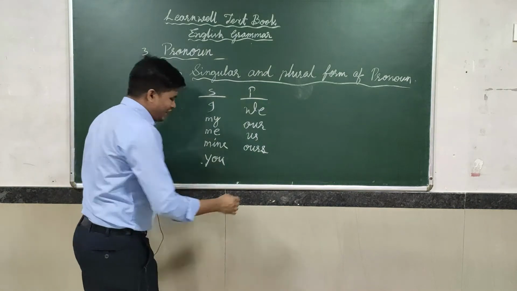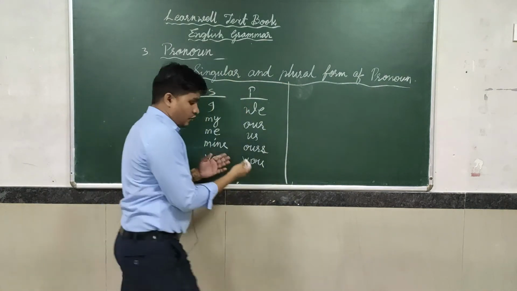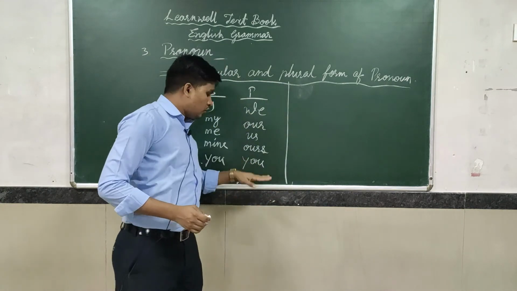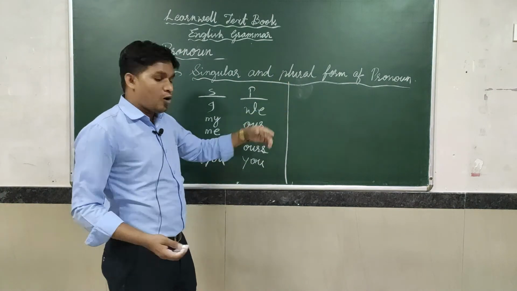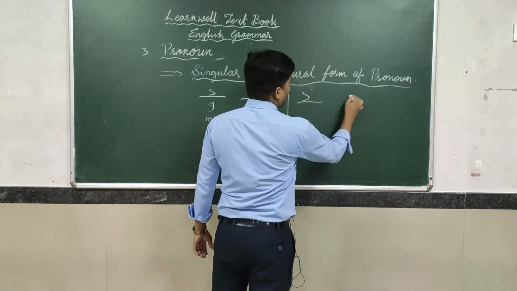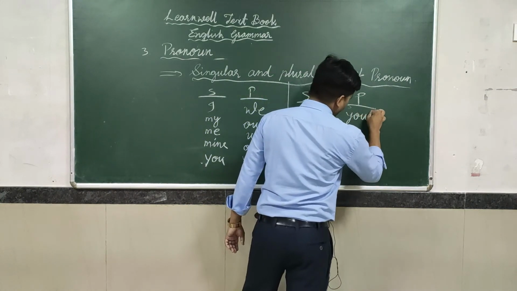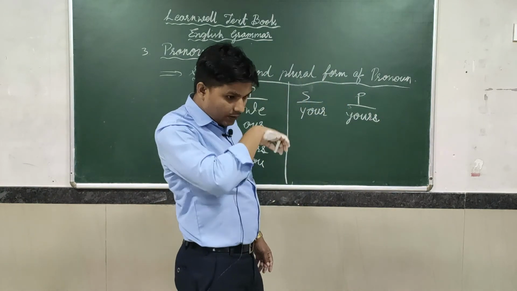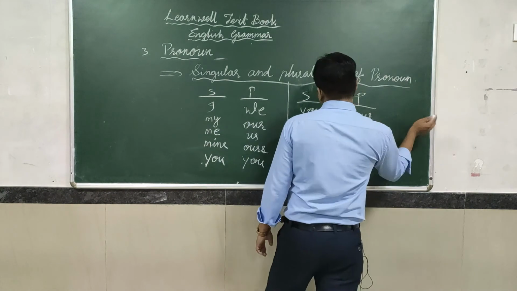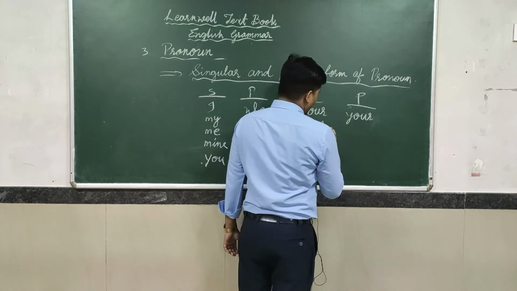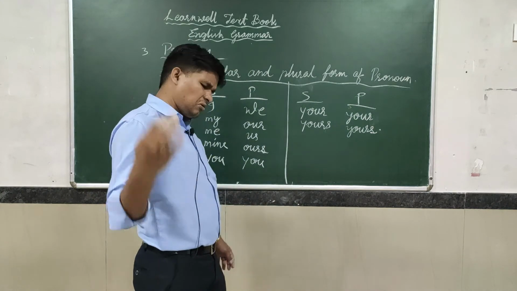You, same, it remains the same, you. Okay, next, there is no space, that's why I'm writing there. You have the space below, you can write here, otherwise you can write here, no problem. So let's see. You are, yours. Next, you are correct. Yours. Yes, both same, nothing else. Second person, everything is same.